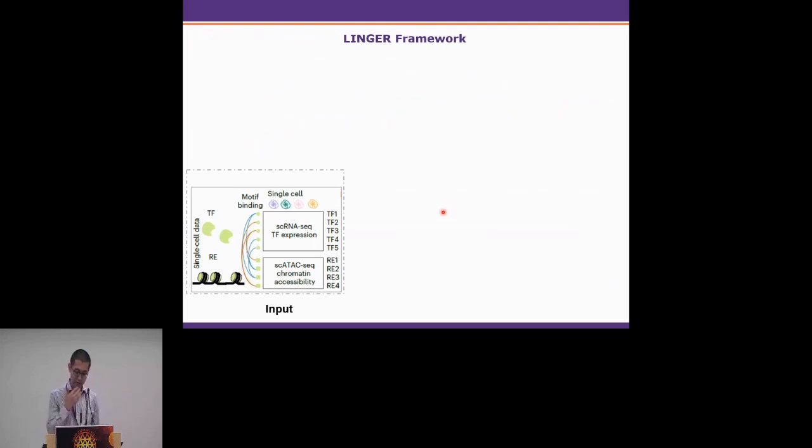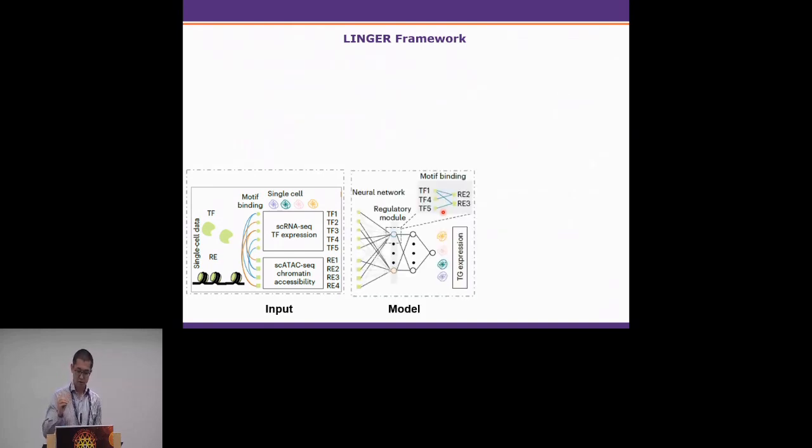So the input of this method is transcription factor expression, a couple hundred transcription factors, and regulatory element accessibility. That is the one gene, one model. For every gene, we have those features. And then the model uses a neural network to predict the target gene expression across different cells.